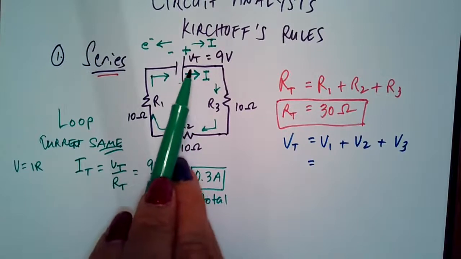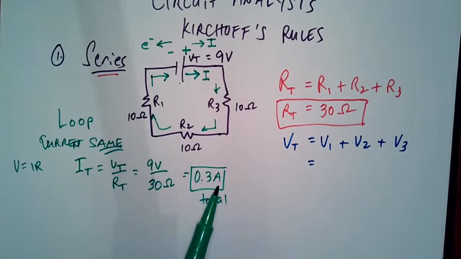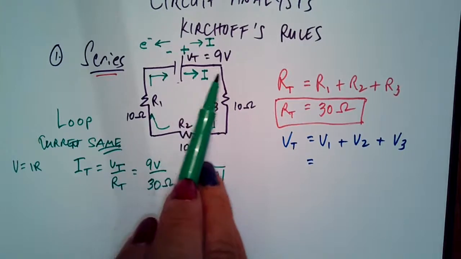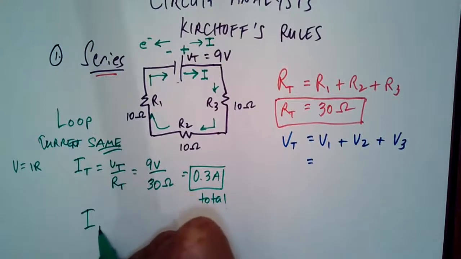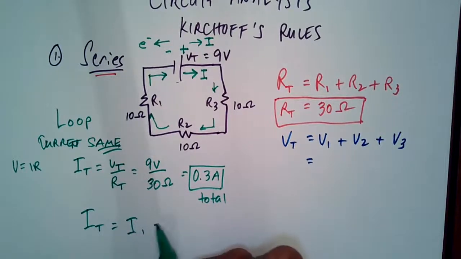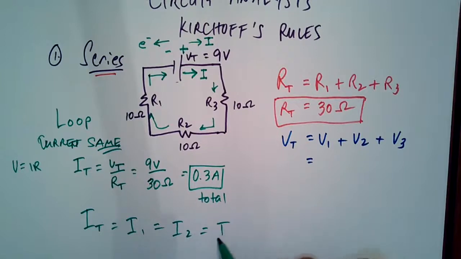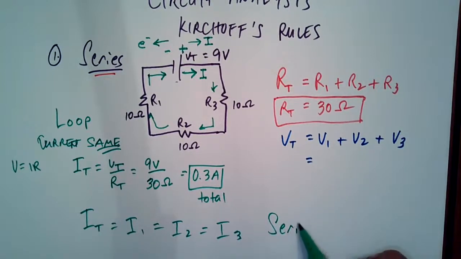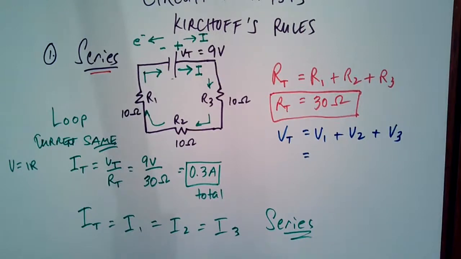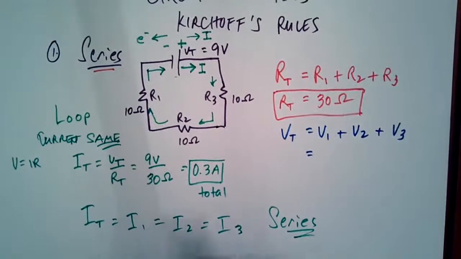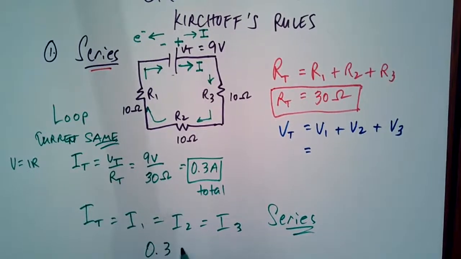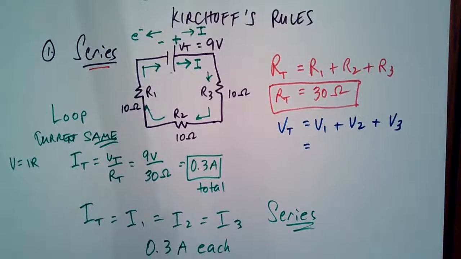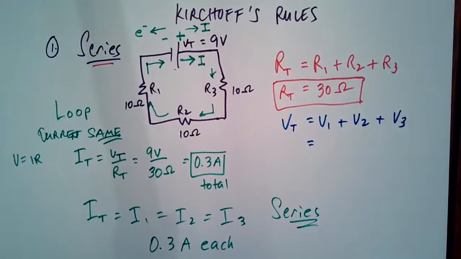This is the total current that is running in the system. So the current that is coming out of the battery, which is 0.3 amperes or amps, is going to have to go through R3 and R2 and R1. That means that IT is the same as I1, the same as I2, the same as I3. And this is the rule when it comes to a series circuit. Since this is the total current, each resistor is going to receive 0.3 amps of current.